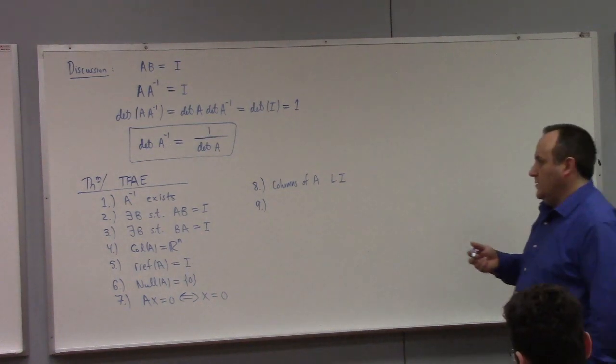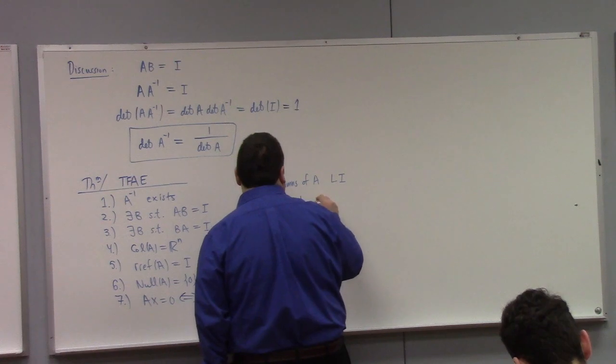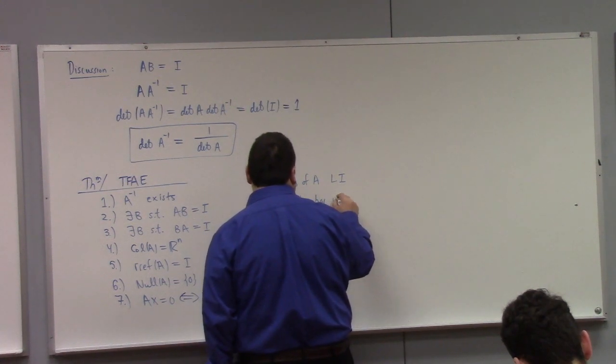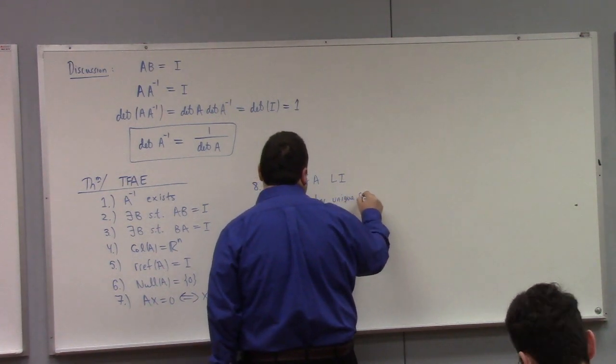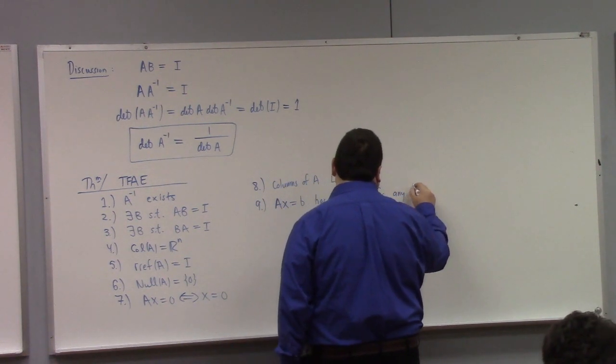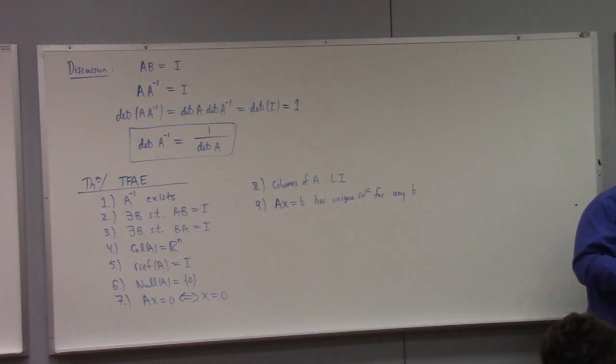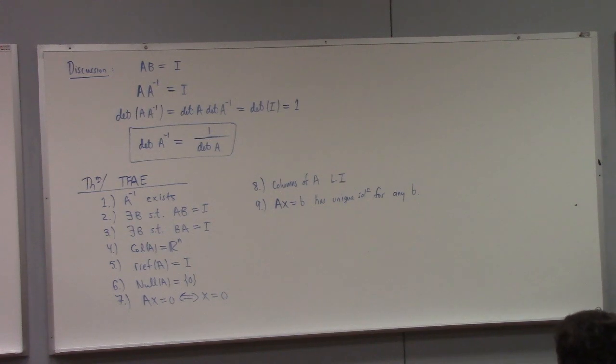Oh, we had AX equals B has a unique solution for any B, right? If you can solve AX equals B uniquely for any choice of B, that means that you've got an inverse. So what can we now add to this proud list of equivalent statements?